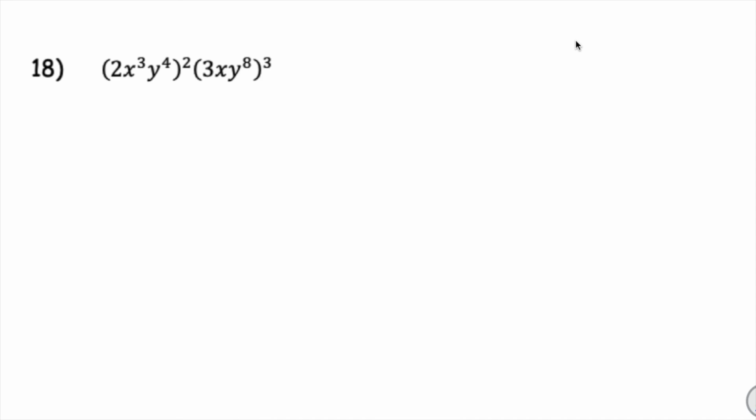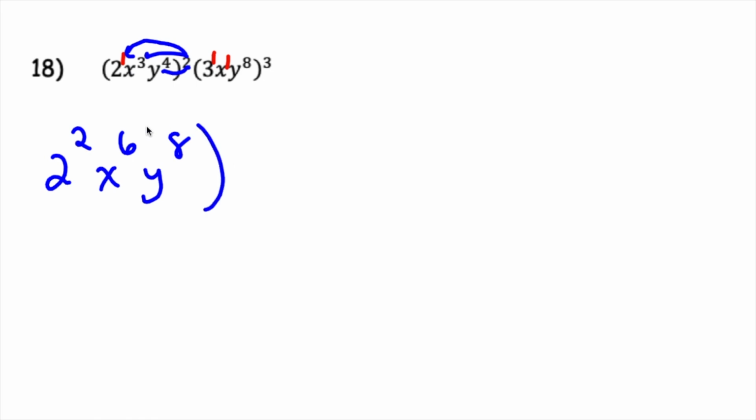Exponents. Remember, first thing we always do is we start off by saying anything that does not have a visible power, we're going to give it a 1. So there, there, and there. And now we will multiply this exponent through. So 2 times 1 gives me 2 squared. 2 times 3 gives me x to the 6th. And then 2 times 4 gives me y to the 8th. Okay, I'm going to put that in parentheses for now. Next one over here.